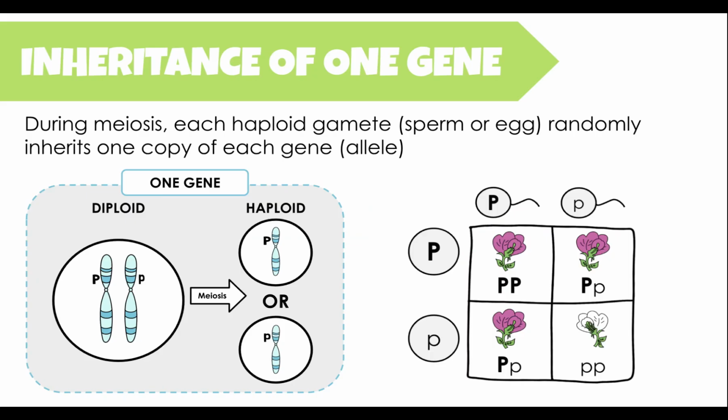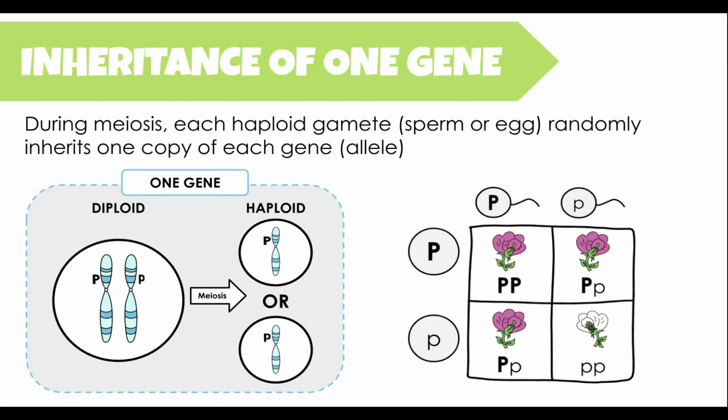Hey everyone, in this video lecture, we are going to cover the topic of dihybrid crosses. So, a review and recap from our last video. Our last video talked about inheritance of one single gene. During meiosis, we looked at how each haploid gamete, which is either a sperm or an egg, randomly inherits only one copy of each allele.